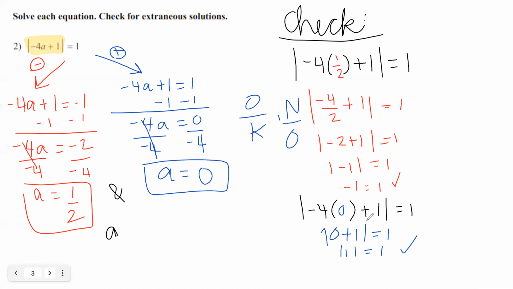So I can say a is equal to 1/2 and 0, or I can say a is equal to {0, 1/2} inside of my curly braces, denoting that both of those solutions satisfy this absolute value equation. Remember, the smaller number comes first.